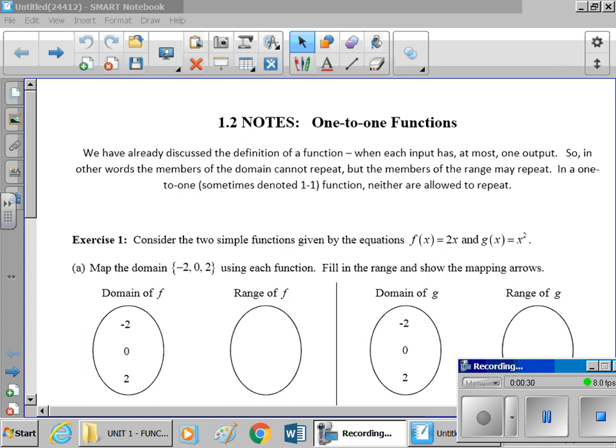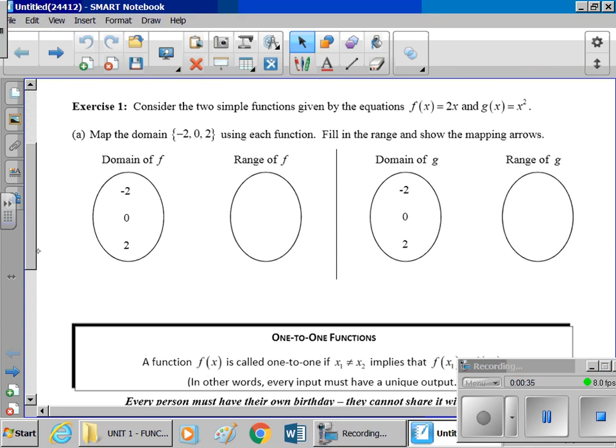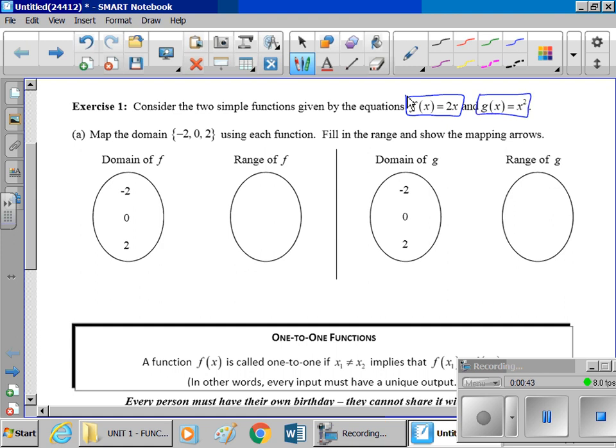So let's take a look at exercise 1. Consider two simple functions given by the equations. We have f of x equals 2x and g of x equals x squared. I'm going to start reminding you about annotating, something that we're going to be doing for the rest of our lives.